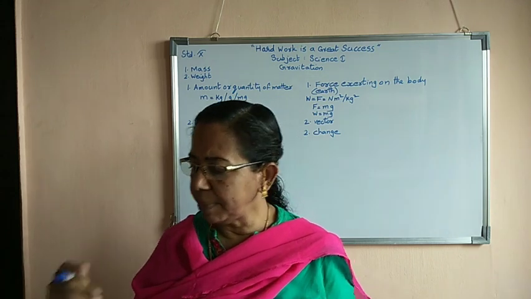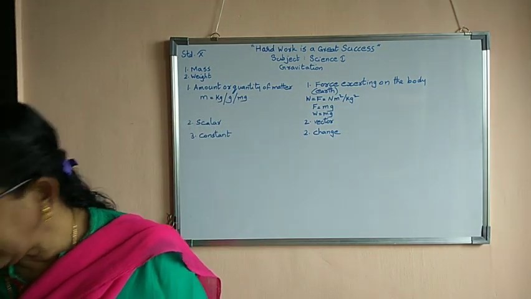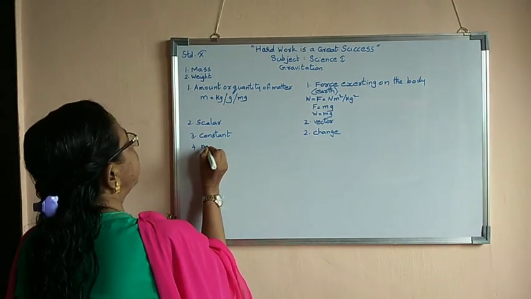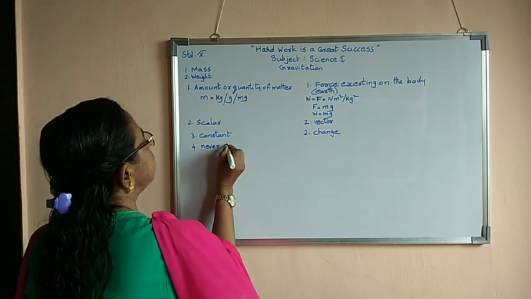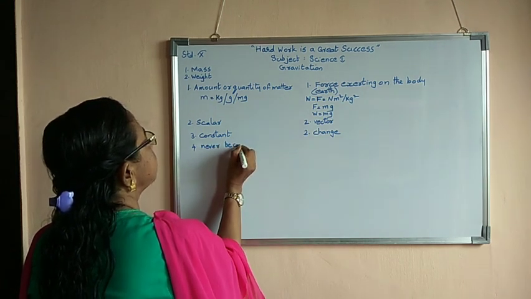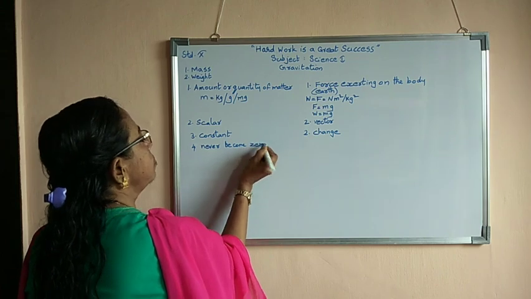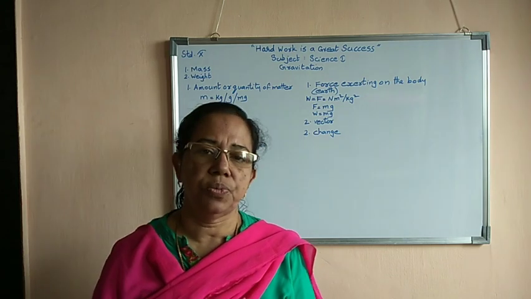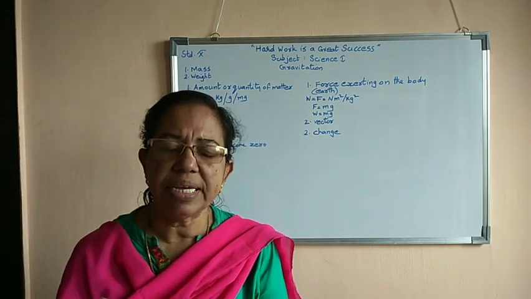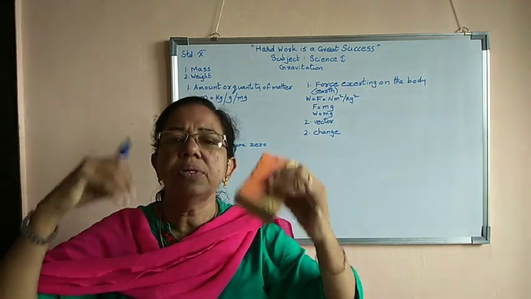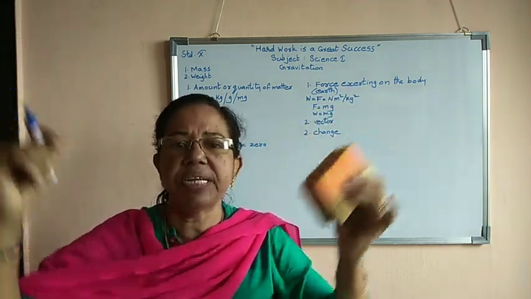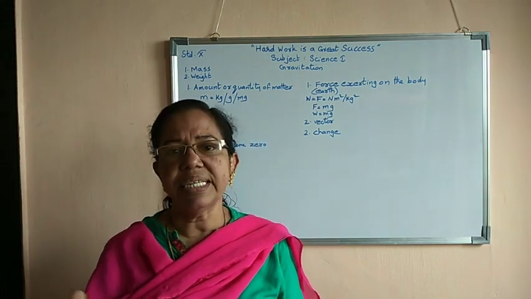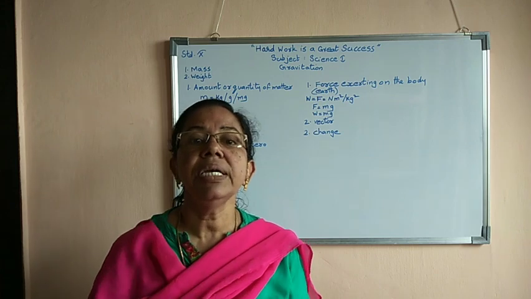Now we have to study another point here: mass of the body never becomes zero. That means it can be 5 milligram, 10 milligram, 20 milligram, or 20 kg, 50 kg, but mass of the body never becomes zero. But at the same time, weight of a body can be zero.